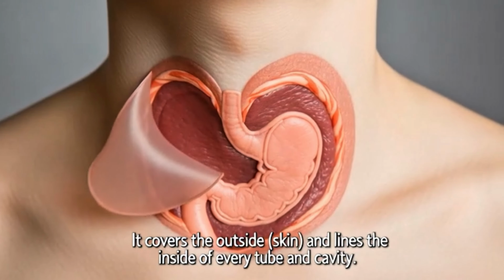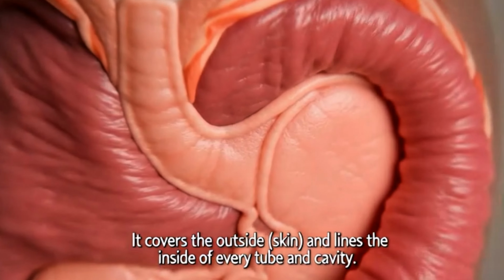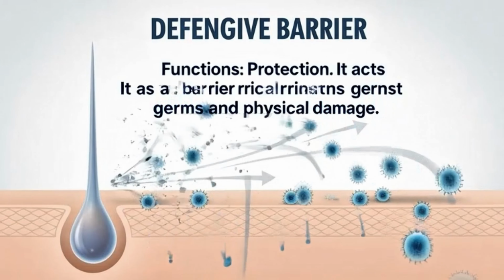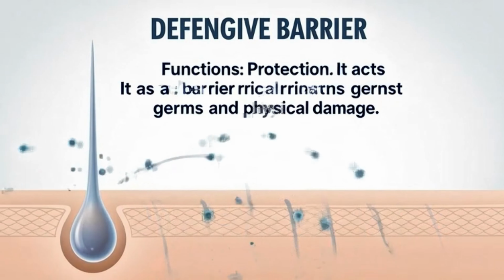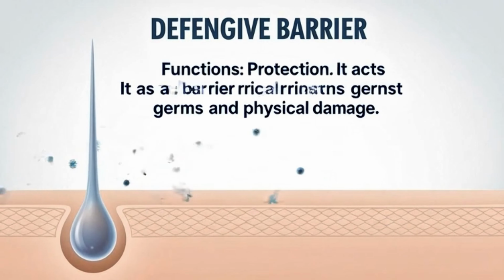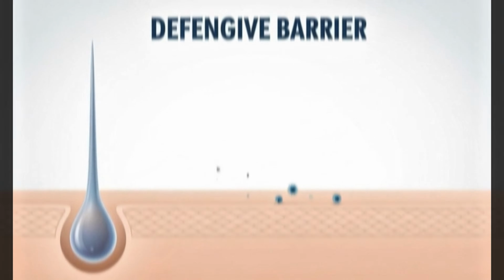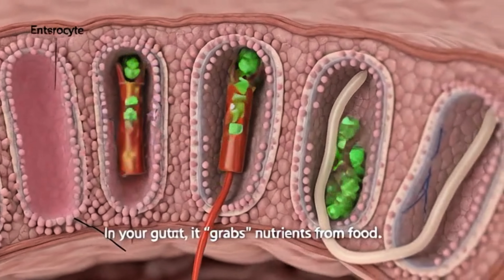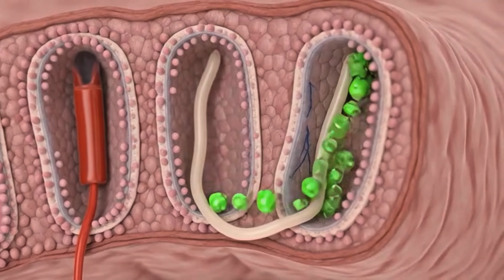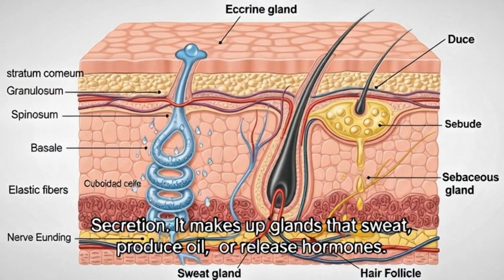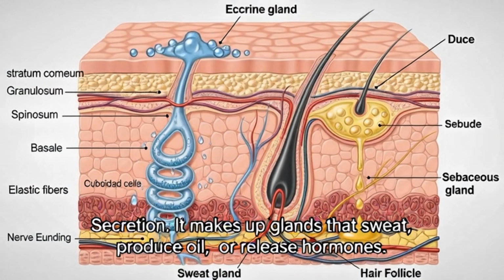It covers the outside skin and lines the inside of every tube and cavity. Functions. Protection. It acts as a barrier against germs and physical damage. Absorption. In your gut, it grabs nutrients from food. Secretion. It makes up glands that sweat, produce oil, or release hormones.